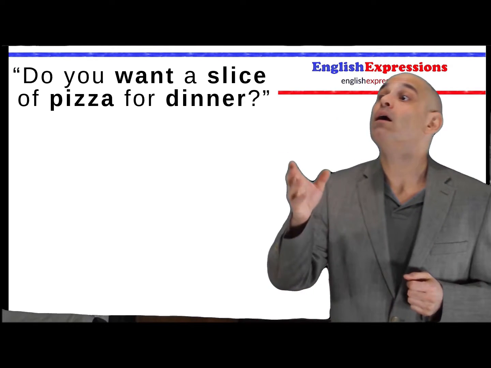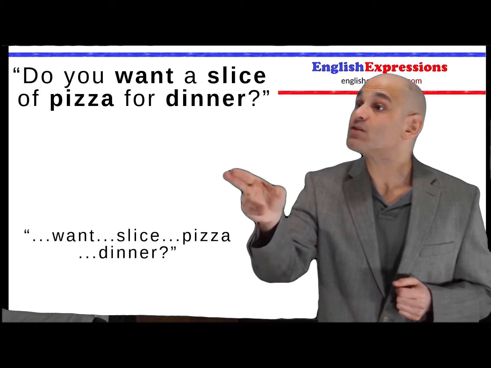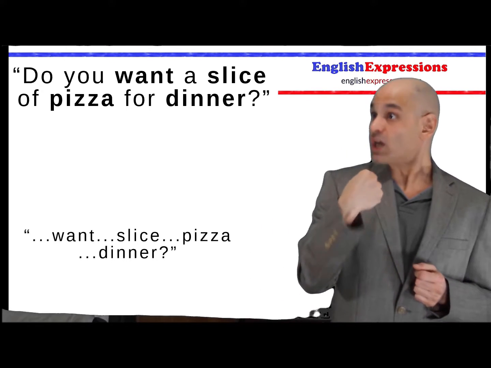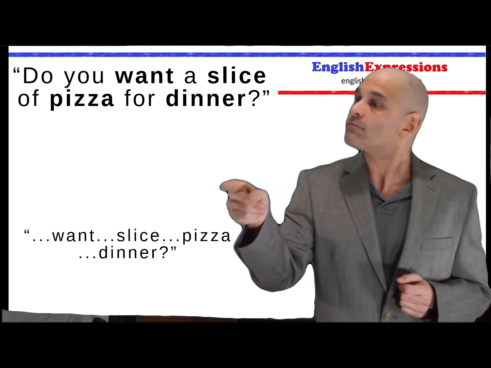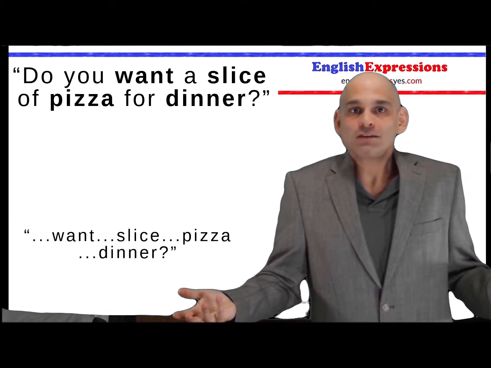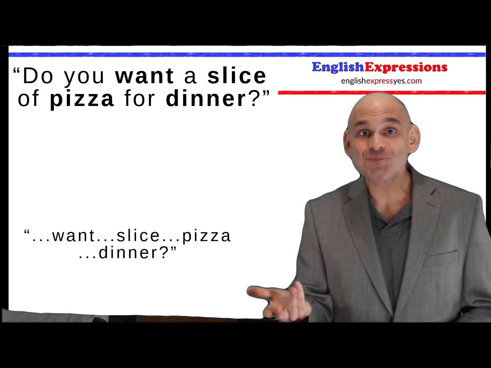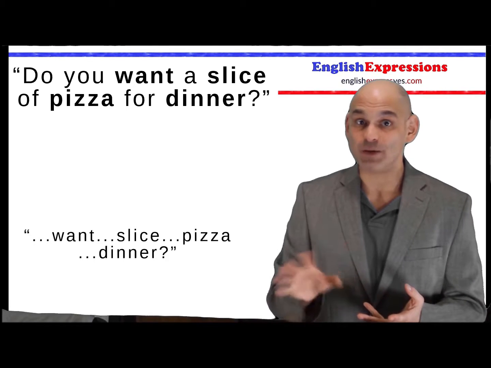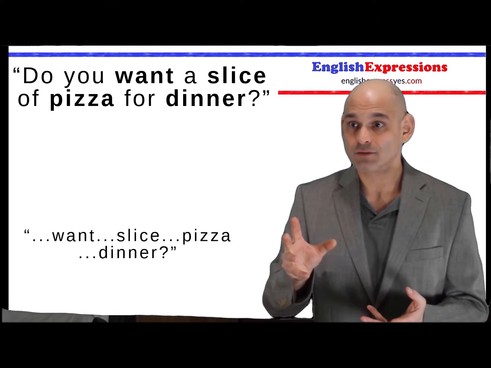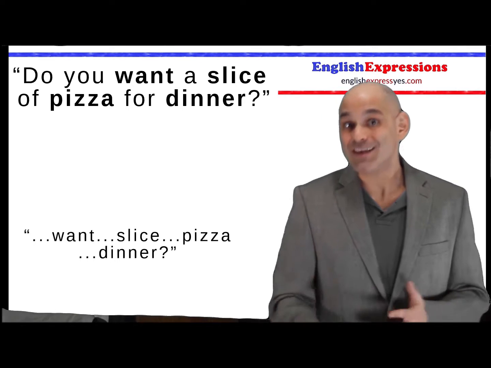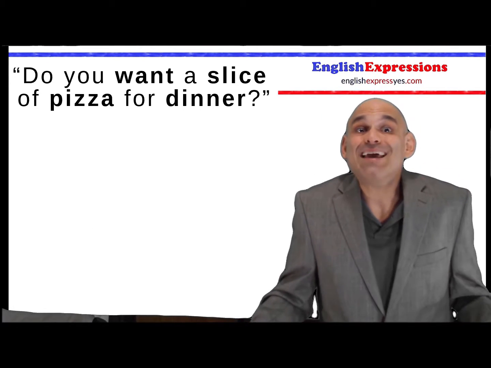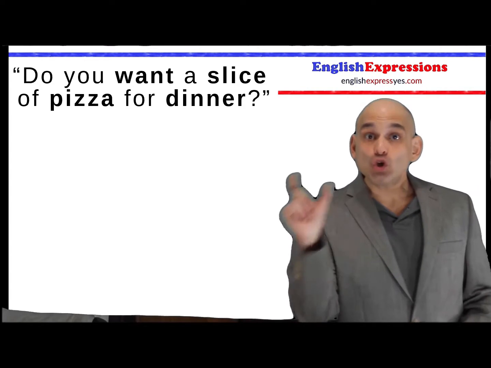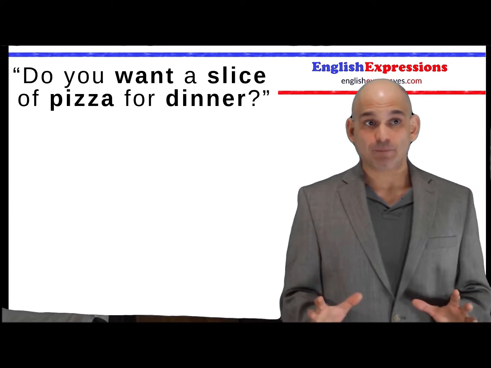For example, want slice pizza dinner? Want slice pizza dinner? All I said was the content words. But you understood, right? Okay. But for your job and school, you cannot speak like that. Want pizza dinner? You have to say the function words. But how do we say them? Well, we use schwa. We will go about two words at a time, okay?